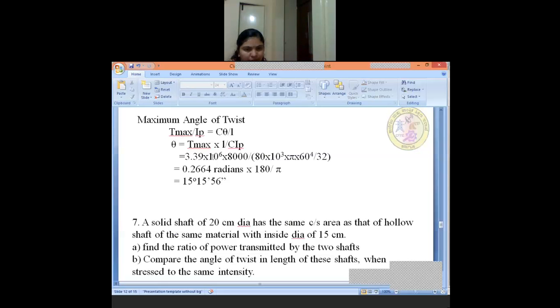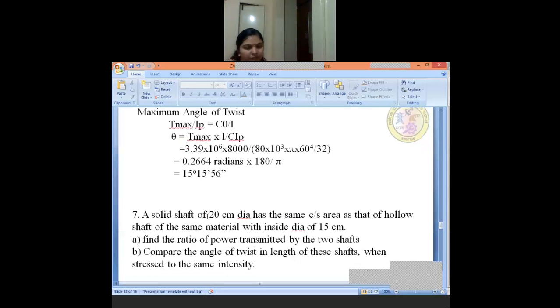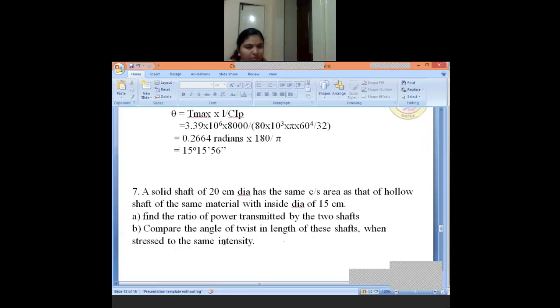Then maximum angle of twist is given by T max by J is equal to Cθ by L. So from this, theta will be equal to T max into L by C into IP. Just substitute the values. I get theta in radians. Convert it to degrees by multiplying by 180 by π. So theta turns out to be 15 degrees, 10 minutes, 56 seconds.